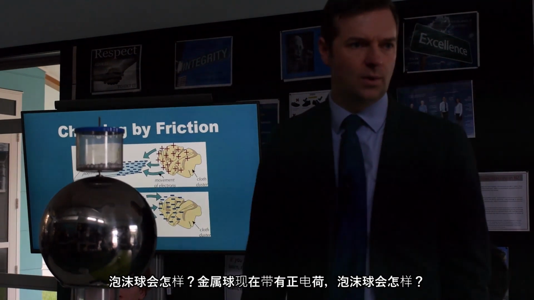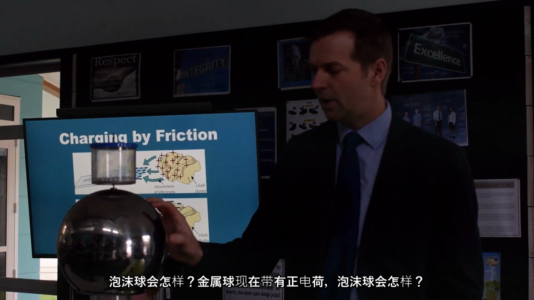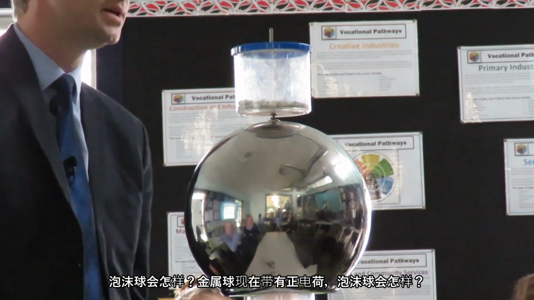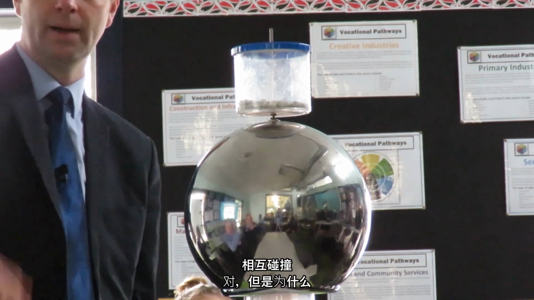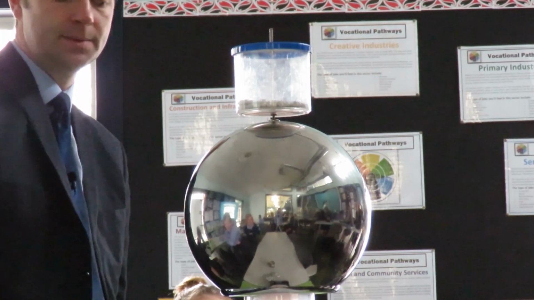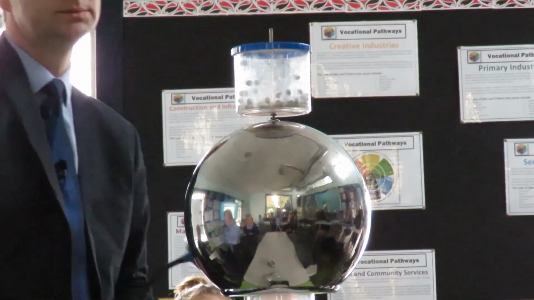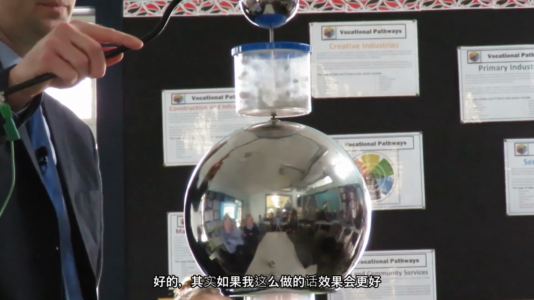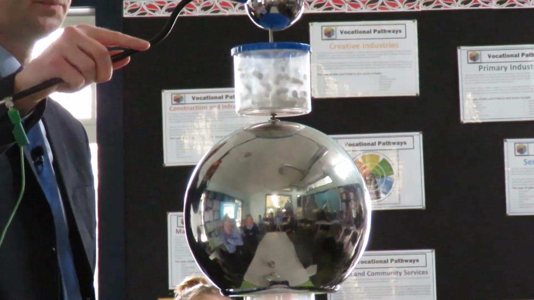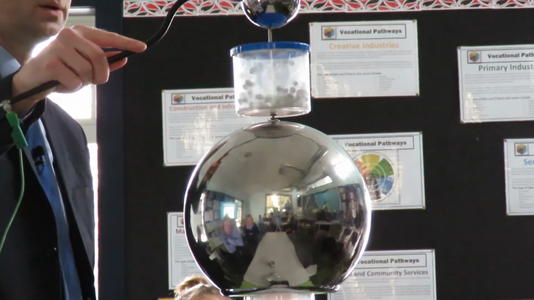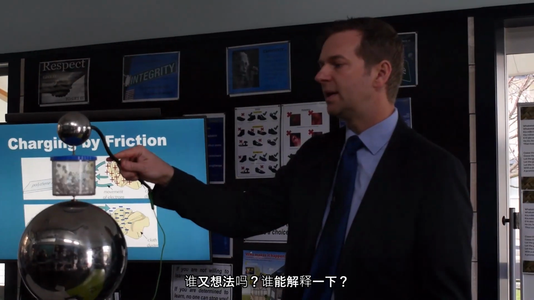What's going to happen to the polystyrene balls? So this is becoming positively charged, but what's going to happen to those now? Vibrate. Yeah. Okay. But why? Because they're conductive. Okay, actually it works better if I do that. Okay, any ideas? Can anybody explain?